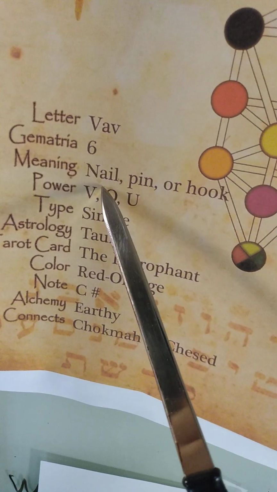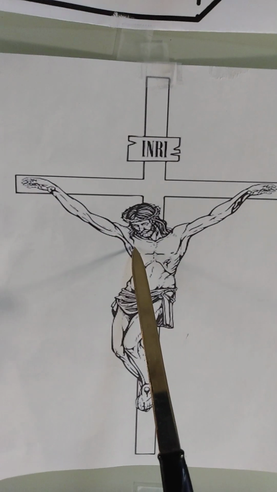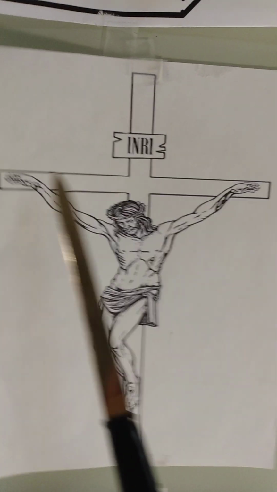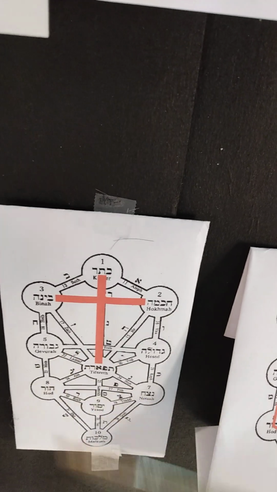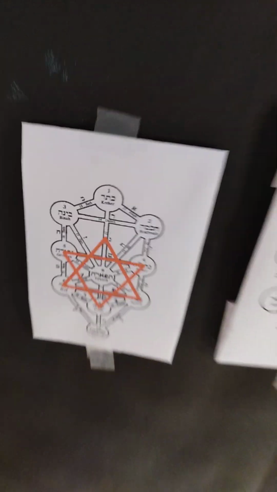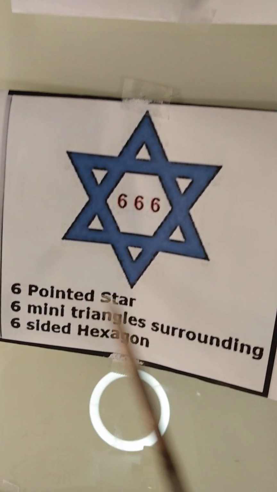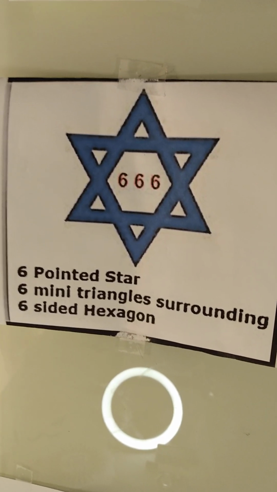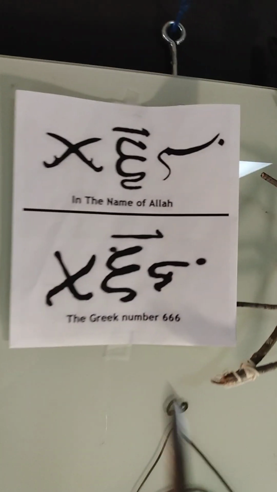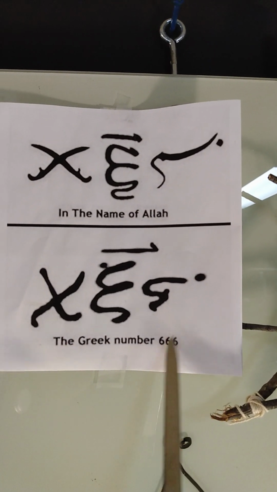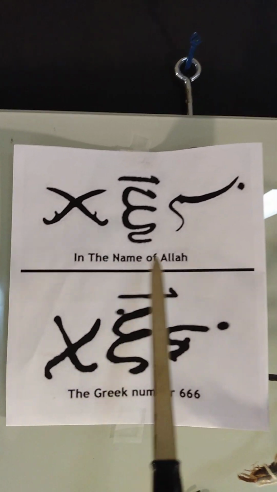And you will see that the Vav, the sixth letter of the alphabet, is associated to the nail, and this guy here got 3 nails. So 6, 6, 6, and you can find his symbol inside the tree. And for this one here, the 666, we all know where we can find that. You got 6-pointed stars, mini triangles, and a 6-sided hexagon. And for the cube here, I didn't quite find it, if somebody can find it, but all I can find was the Greek number 666, which is the name of Allah.